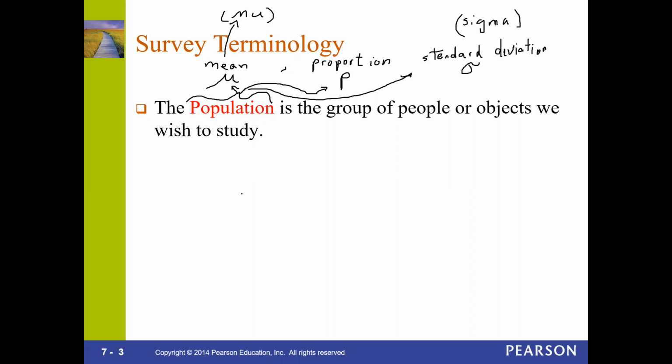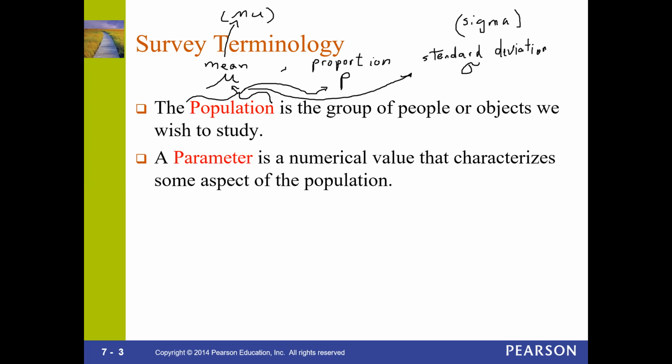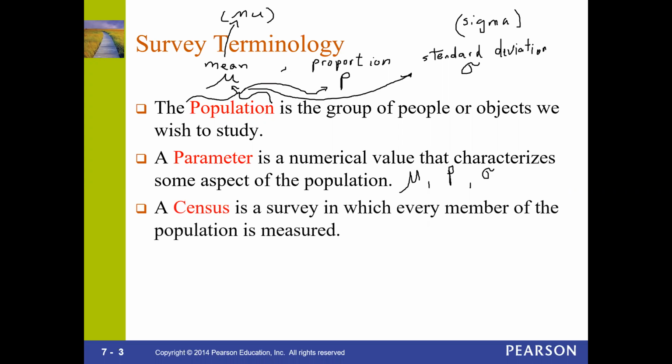The things I just showed you are called parameters. A parameter is a numerical value that characterizes some aspect of the population. So for a population, examples of parameters are mu, P, and sigma for now. For you to get those parameters, you must do something called a census. You have to get information from every member of the population.